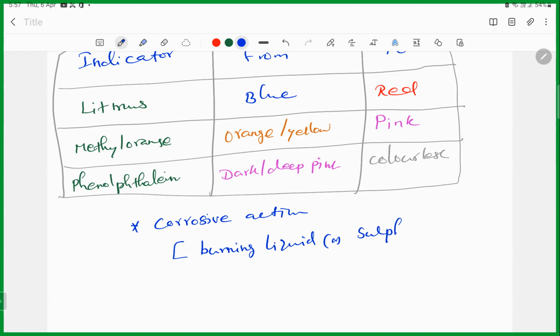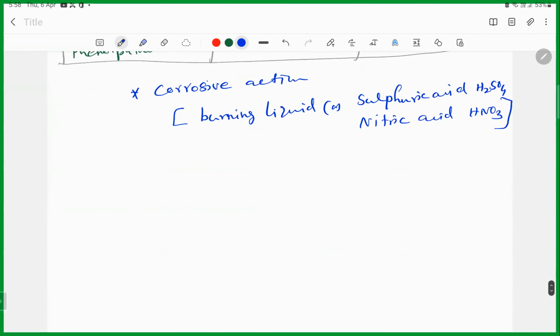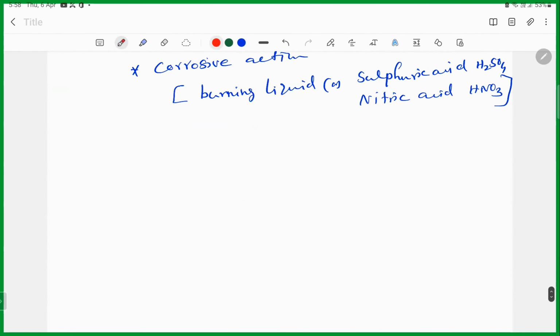Sulfuric acid, its formula is H2SO4. And then nitric acid, HNO3. So all these are burning. We can say this with the corrosive action. Next is chemical reactions of acid.